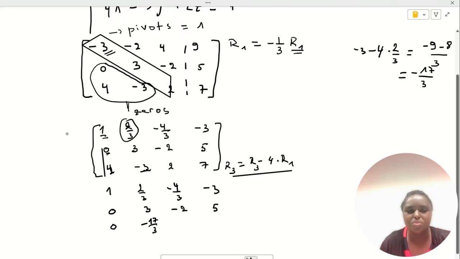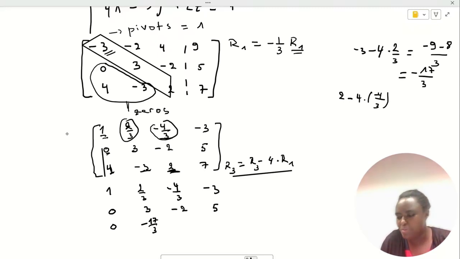And we do the same to the third element here. Then we take 2 and subtract 4 times minus 4 over 3. I'm using these 2 and this minus 4 over 3. Then this is equal to 3 times 2, it's 6, and minus 4 times minus 4, this is 16, then plus 16 over 3. And this is equal to 22 over 3. Yes, right? Then we get here 22 over 3.